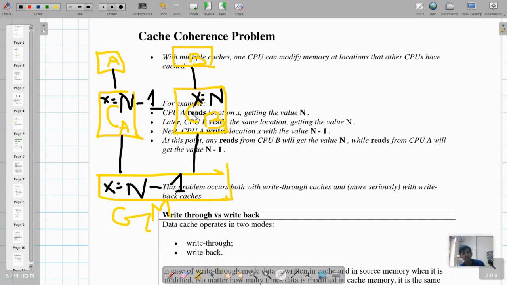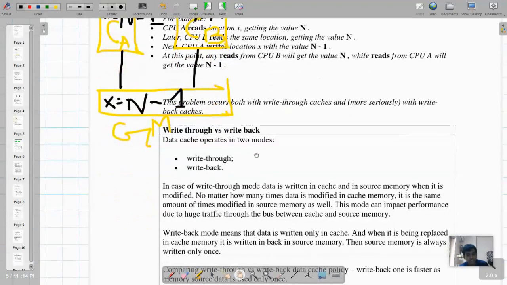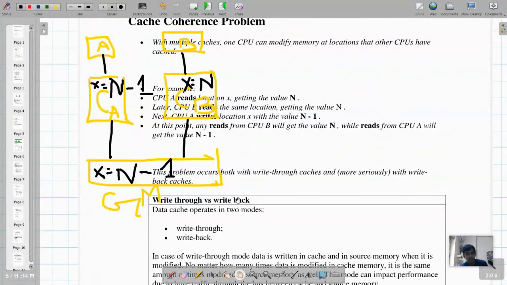As well as some kind of inconsistency occurred here because of these multiple caches, multi-level caches. So this is the basic idea behind the cache coherence problem, and the inconsistency that arises due to it. In the next lecture, we will study how to solve this cache coherence problem and the inconsistency which has arisen due to it.